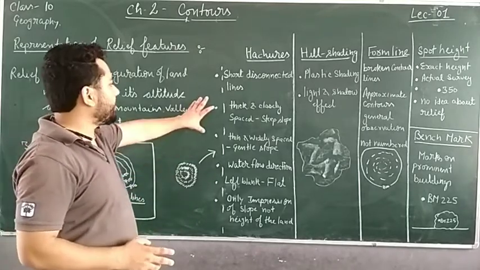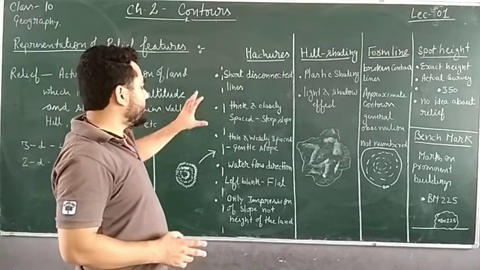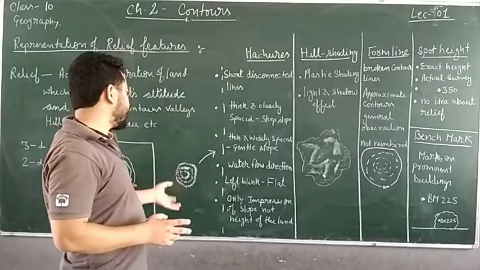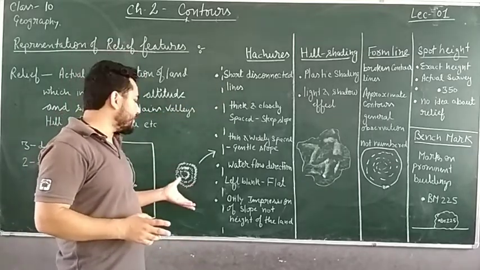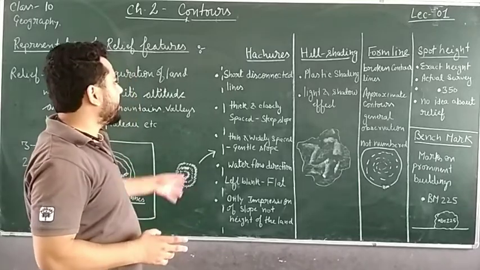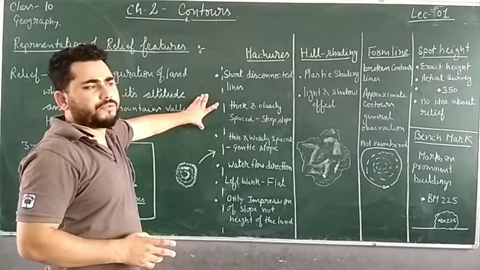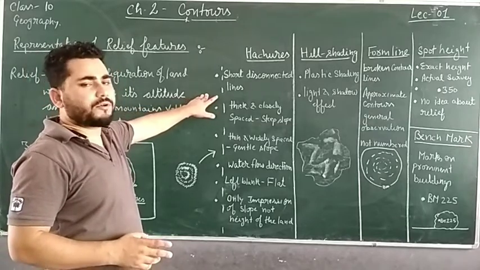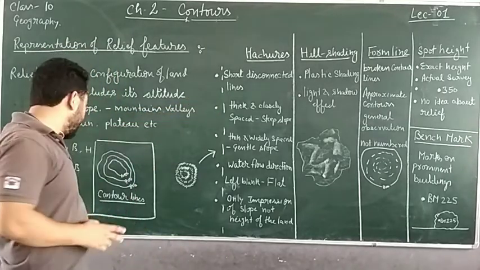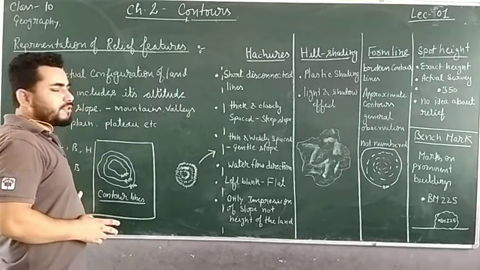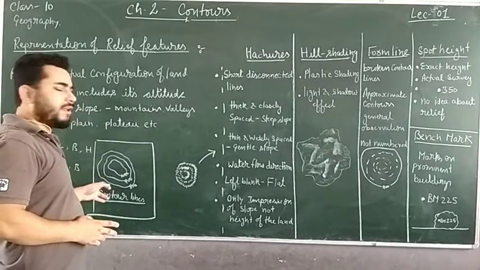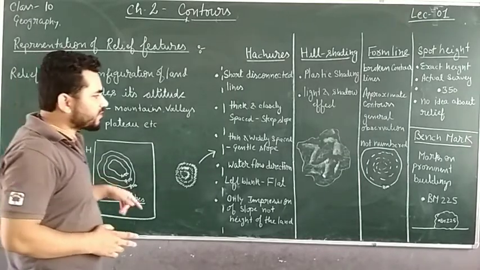So this technique or method is used for showing steep slopes and gentle slopes conveniently. These are called hachures. Hachures are not very much in use. The thing which is mostly used in topographical maps is contour lines, and for these contour lines we will study in detail in our next lecture.